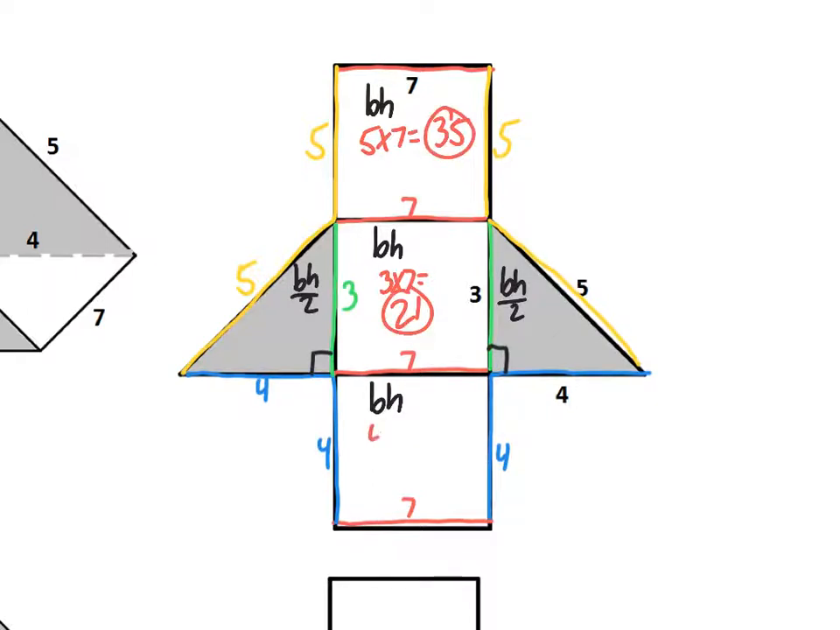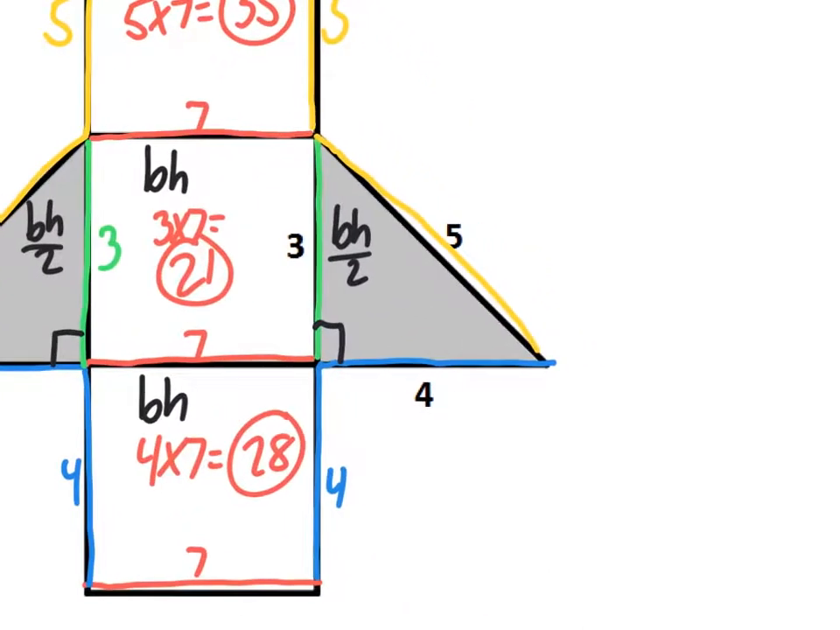The bottom one is a 4 by 7, making it 28. The rectangle on the right and the rectangle on the left are the same. I'm going to work this one a little bit outside of it. I've got to look at the 90-degree angle. So this is a 3 by 4 triangle.